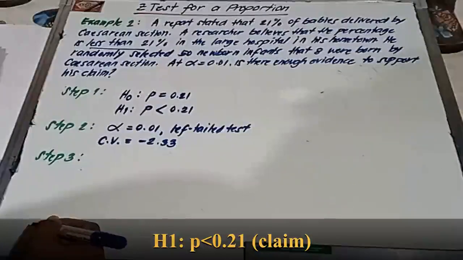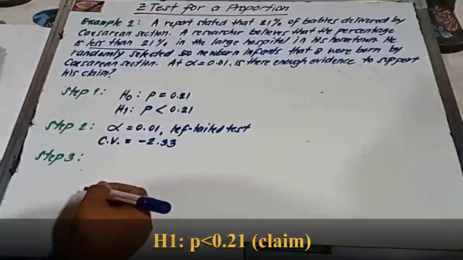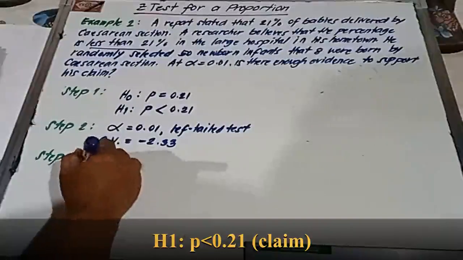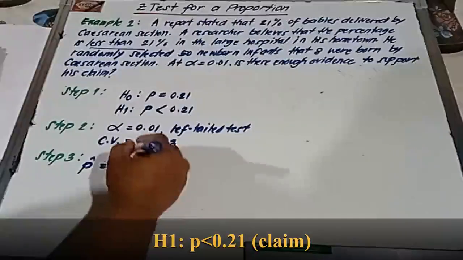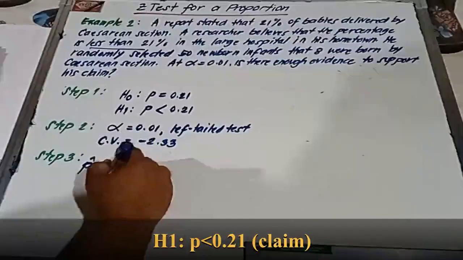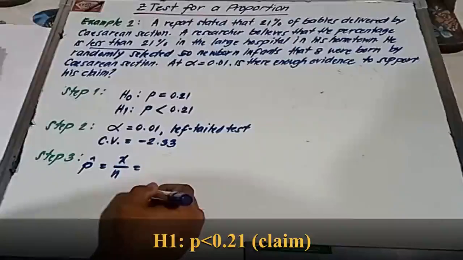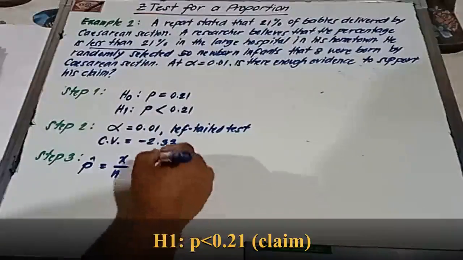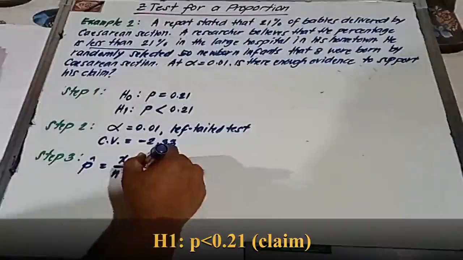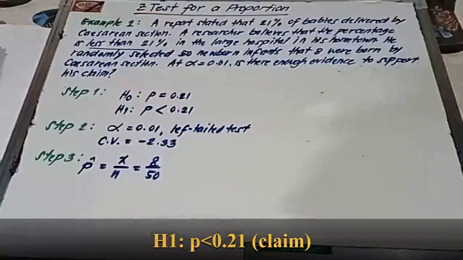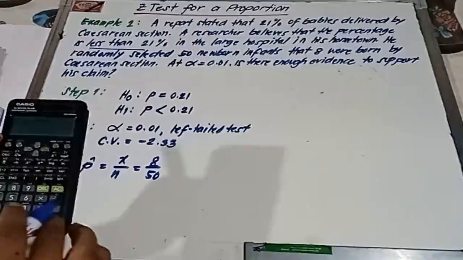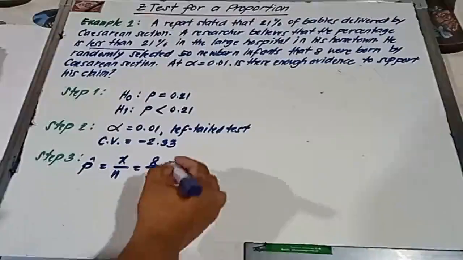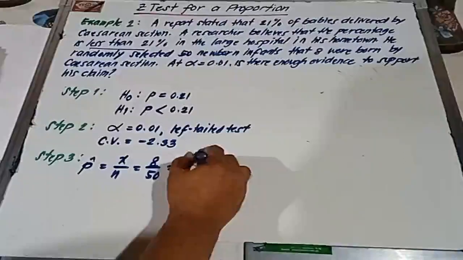Now, for step number 3, we're going to determine the computed z value. But first, kunin muna natin yung sample proportion. Okay? That is p hat. That is x over n. 8 yung ating delivery by cesarean section out of 50. So that is 8 over 50. And dividing 8 by 50, the answer is 4 over 25 or 0.16.